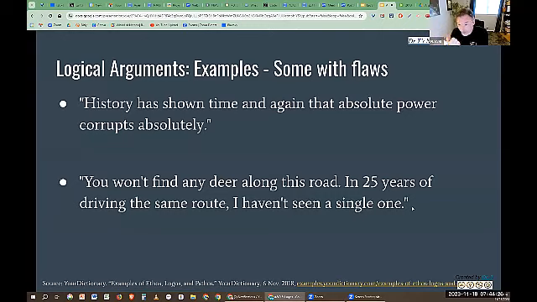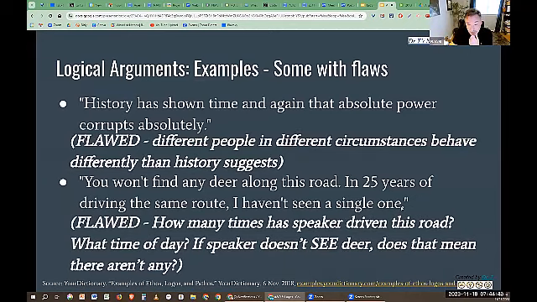We don't know what time of day they drive, because if they're driving in the middle of the day, much less likely to see a deer. We don't know how observant they are. We don't know whether they're legally blind. We don't know when they say driving the same route, whether they're the ones that are driving or whether they're in the passenger seat looking at their phone. So there's a lot of potential flaws in this.